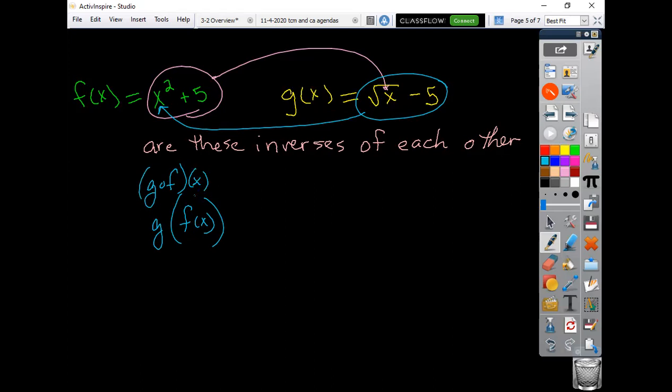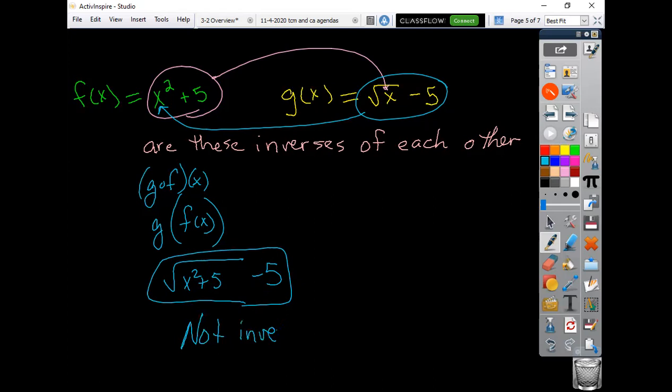And so what does that look like in a formula? So the f of x in place of this x into the square root. So I've got a square root, I've got an x squared plus 5, and then I've got a minus 5 sitting out here. And then I would argue that nothing cancels out. This minus 5 out here does not cancel out with that 5 unless it was underneath. So these are not inverses. The only way that they would have been is if everything canceled out and they had an x when I was done. I could still do the other side just to show you.